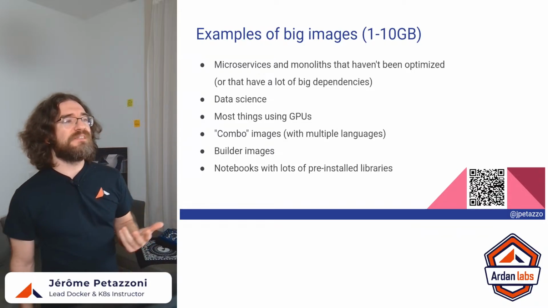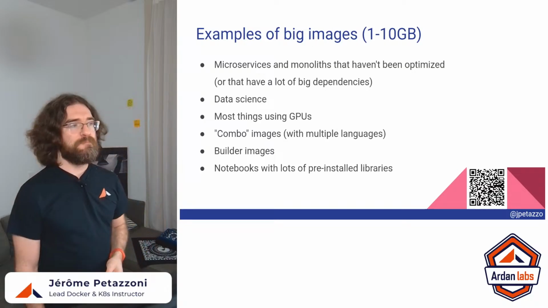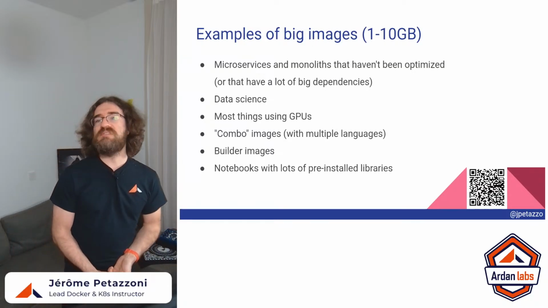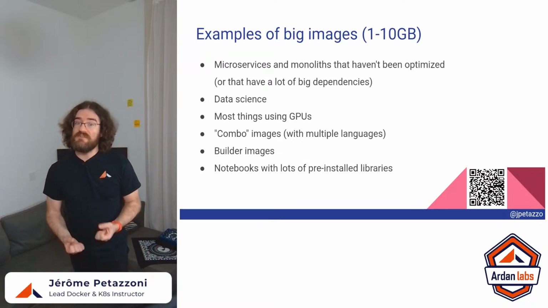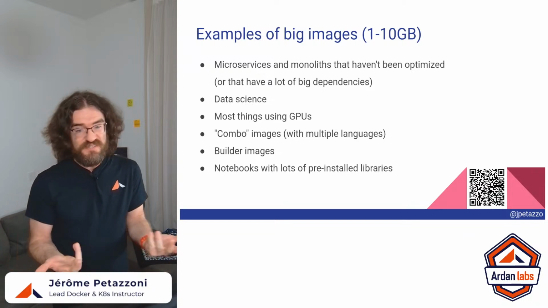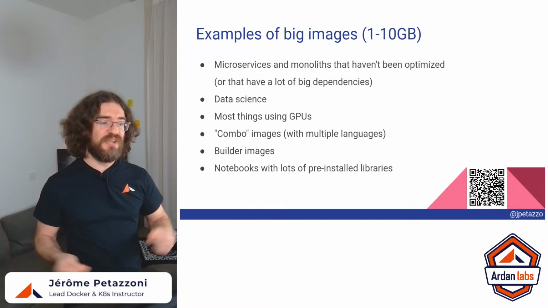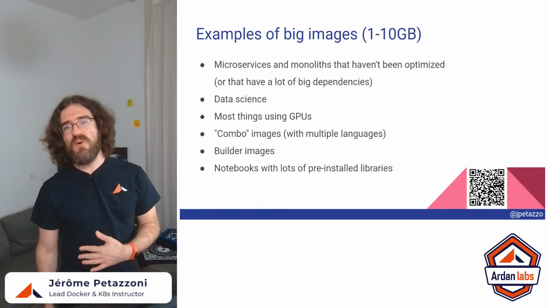So that gets us into big image territory, 1 to 10 gigs. And when you see an image, let's say like 8 gigs, it could be because it actually needs to be 8 gigs because it has these dependencies, and you can't magically make them go away. Or it could be because it hasn't been very well optimized.